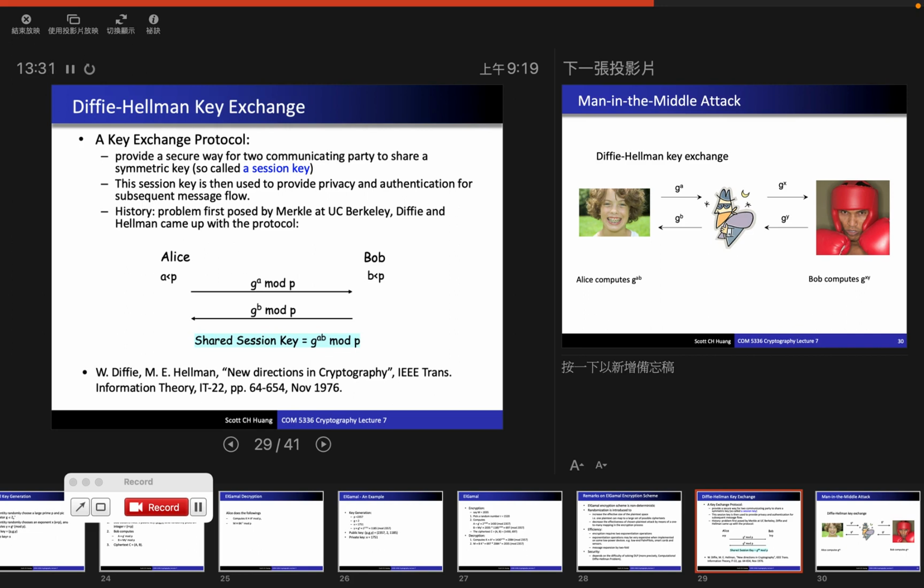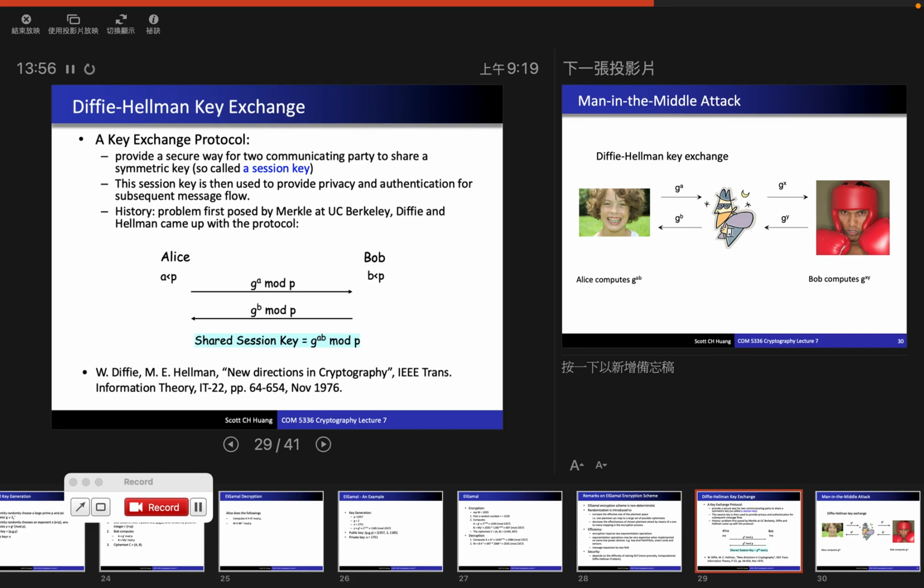This is wrong. Yeah, this is completely wrong. The reason is when you multiply G to the A by G to the B, what you get is not G to the AB. What you get is actually G to the power of A plus B. So the index is addition if you do multiplication.